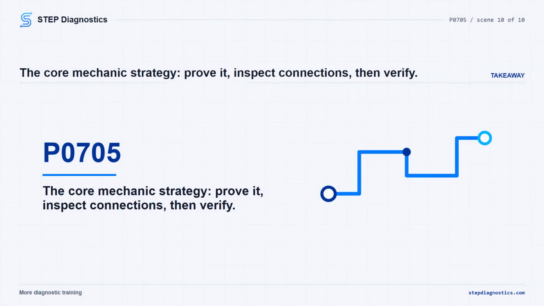The key with P0705 is to prove whether the code is repeatable, then inspect and correct the related ESM connections before condemning the module.